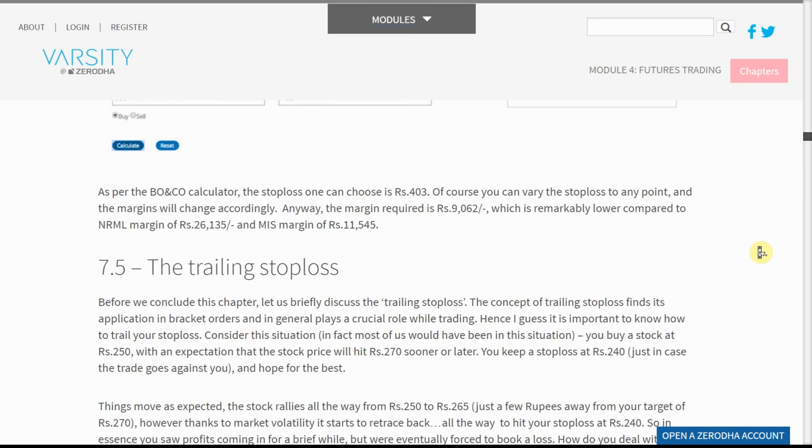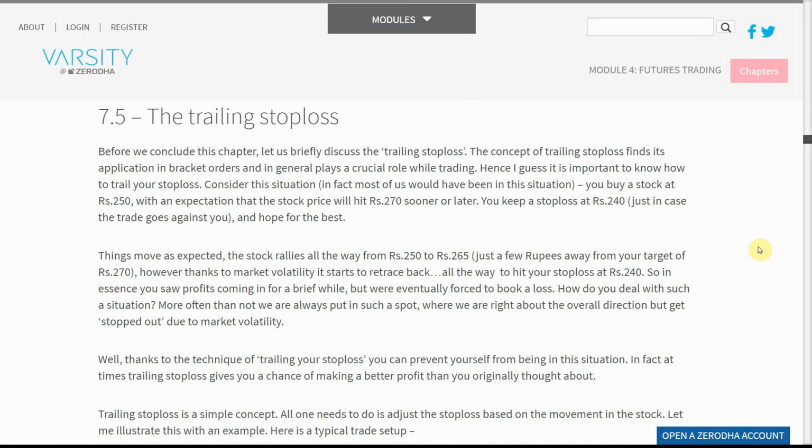7.5 The trailing stop loss. Before we conclude this chapter, let us briefly discuss the trailing stop loss. The concept of trailing stop loss finds its application in bracket orders and in general plays a crucial role while trading. Hence, I guess it is important to know how to trail your stop loss.